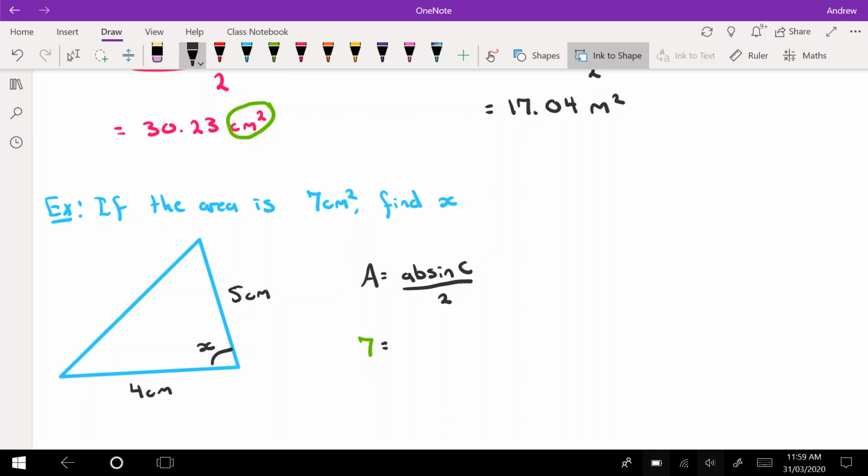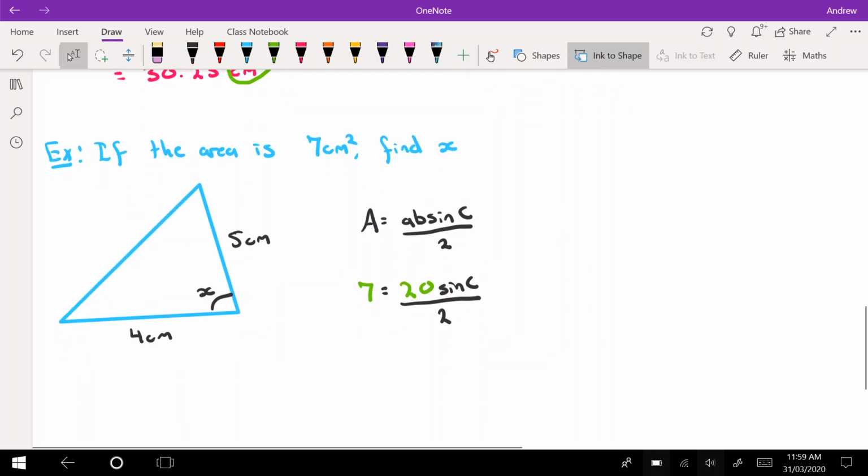And 7 is equal to, well, 4 times 5. So let's just say 20. 4 times 5 is 20, so I'm just going to leave that as 20. Sine C over 2. Well, if I times this by 2, that's going to get me to 14, and then dividing by 20, 14 over 20, or 7 over 10. So that's going to get me to 7 over 10 is equal to the sine of C.